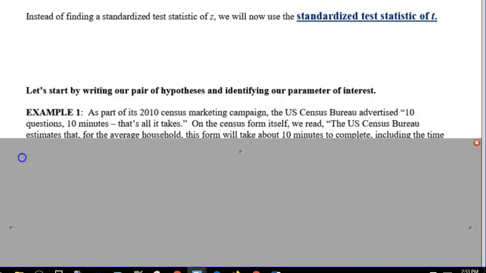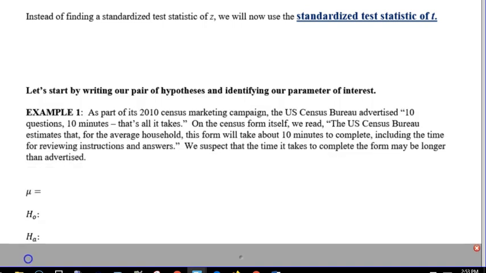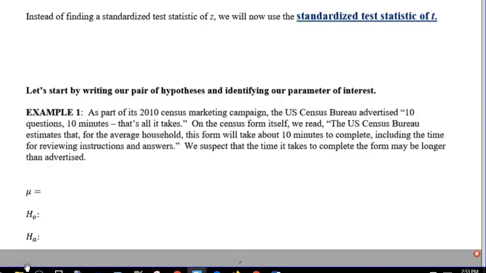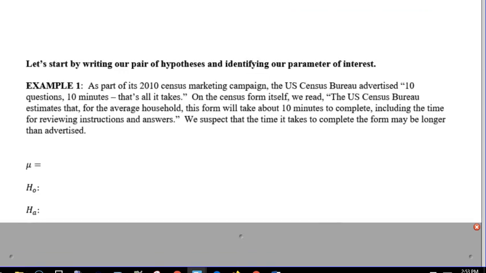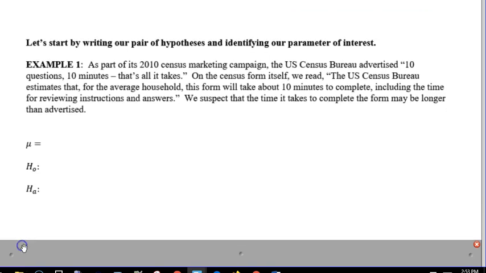All right. So let's start by writing our pair of hypotheses, the Ho and the Ha. All we're going to do here is write down our true mean, Ho, and Ha for practice. It says, as part of its 2010 census marketing campaign, the Census Bureau advertised 10 questions, 10 minutes, that's all it takes. Because people don't want to take a census. People come up with a clipboard and they don't want to answer the questions. They're like, hey, 10 minutes, 10 questions is all it takes.